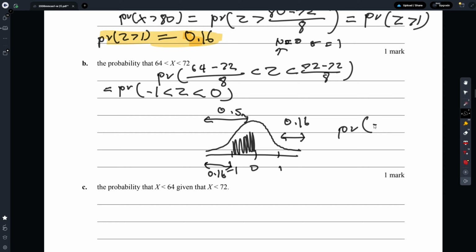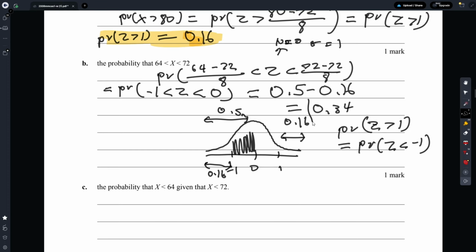And by that, we can use the rule that the probability of z being greater than 1 is the same as the probability that z is less than -1. So by using that logic, we can say that the area from -1 to 0 is the same as 0.5, which is this entire thing, minus 0.16, which gives us 0.34. It's a nice question.